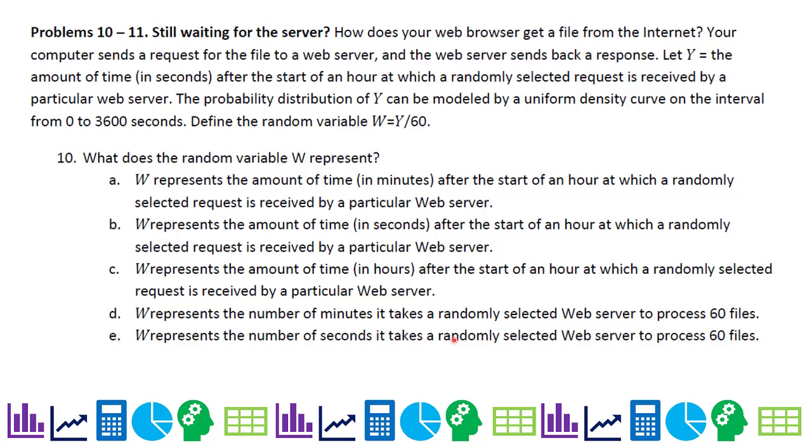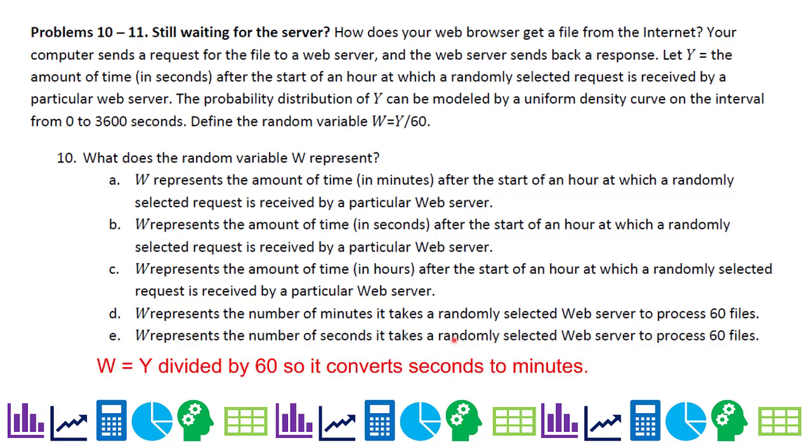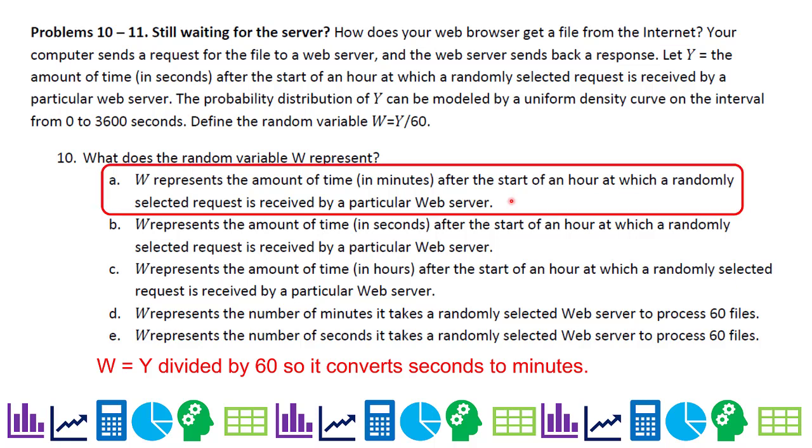Define the random variable w, which is y divided by 60. What does w represent? So w equals y divided by 60, so it converts seconds to minutes. And there's no reason to think we don't have a uniform density curve for the original function. All we're doing is just changing the values, right? So it should still be a uniform density curve. Oh, I'm jumping ahead. But let's go ahead and say, what does w represent? It's the amount of time in minutes instead of seconds after the start of an hour at which a randomly selected request is received by a particular web server. So your answer is A.